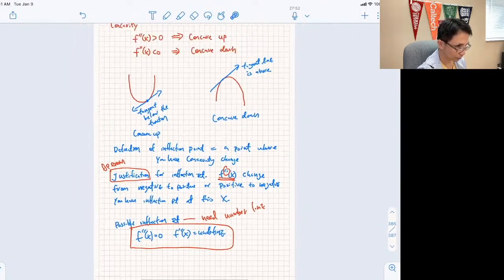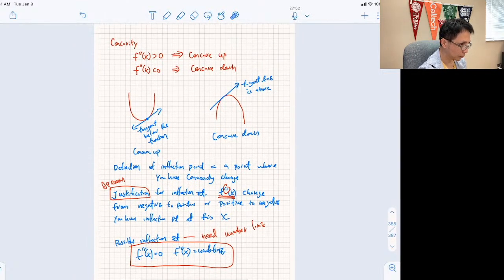So f double prime equals 0 and f double prime undefined are the possible inflection points. It doesn't mean that f double prime of x equal to 0 is an inflection point. It's a possible inflection point. You have to test with the number line because you can possibly get positive, positive. There's no inflection point.